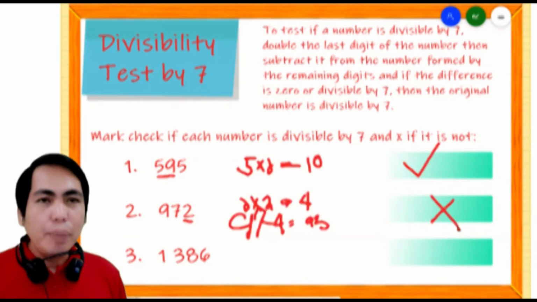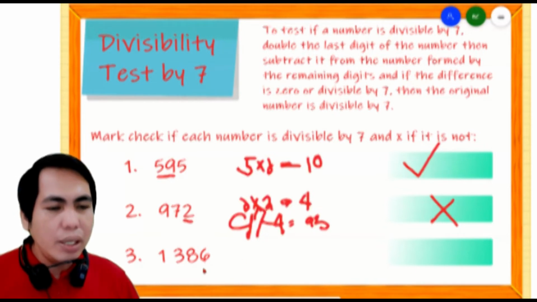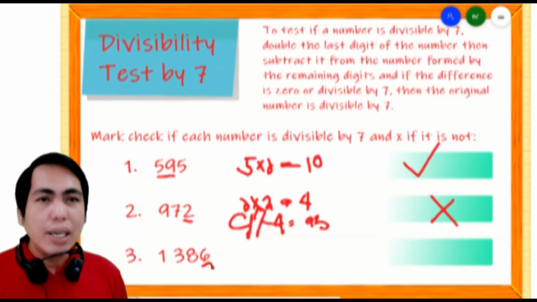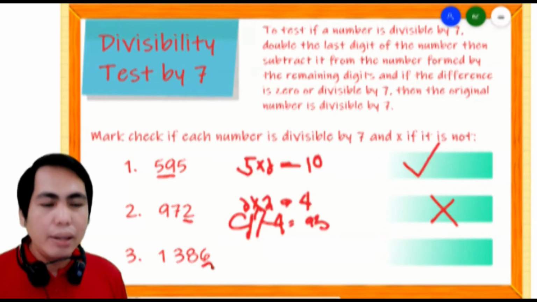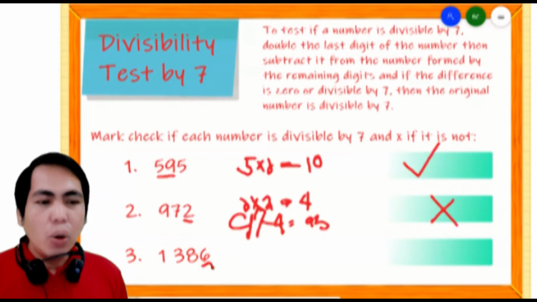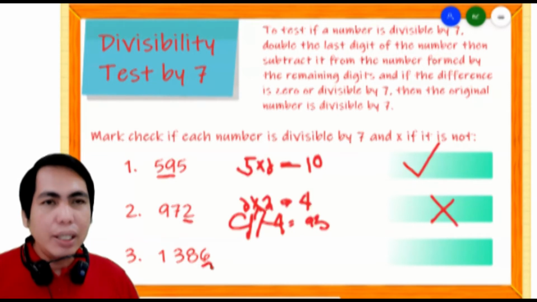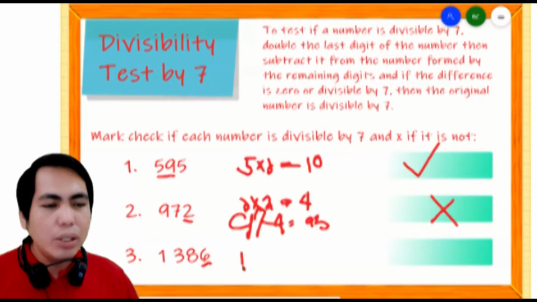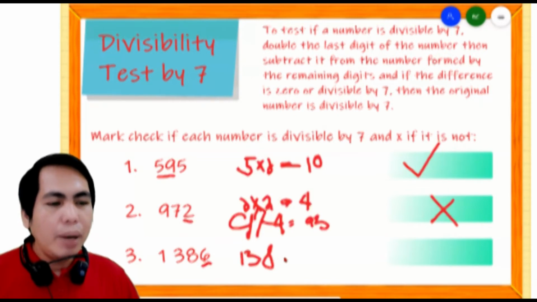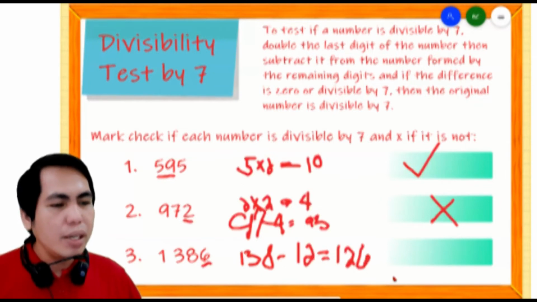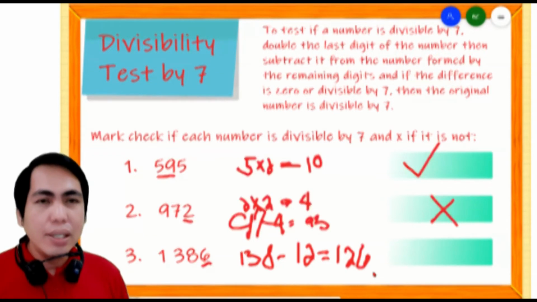Then finally, we have to test 1386 whether it is divisible by 7 or not. We have to take the last digit, which is 6. 6 times 2, since we have to double it, will give us 12. So, the remaining digits are 1, 3, and 8 to form 138. So, we have to subtract 138 minus 12 to give us 126. Still, 126 is a big number for us to determine immediately whether 126 is divisible by 7 or not.